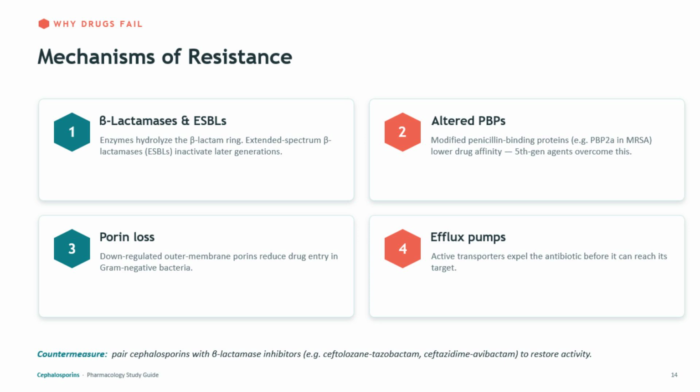Third, porin loss. Gram-negative bacteria down-regulate the outer membrane channels the drug needs to get in. And fourth, efflux pumps that actively pump the antibiotic back out before it ever reaches its target. Our countermeasure: cephalosporins with beta-lactamase inhibitors. Combinations like ceftolozane-tazobactam and ceftazidime-avibactam can restore activity against many resistant organisms.